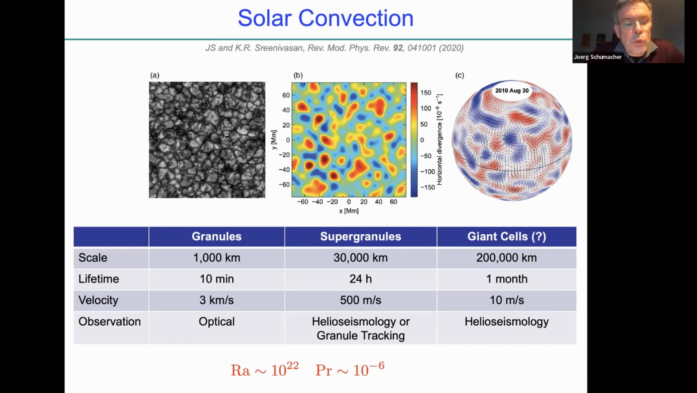I also want to remind you that Rayleigh numbers and Prandtl numbers, these are dimensionless parameters which characterize the thermal driving in the convection flow and which quantify material properties, are very large with 10^22. And the Prandtl number in particular, which is typical for stellar interiors, is extremely small with 10^-6 roughly.